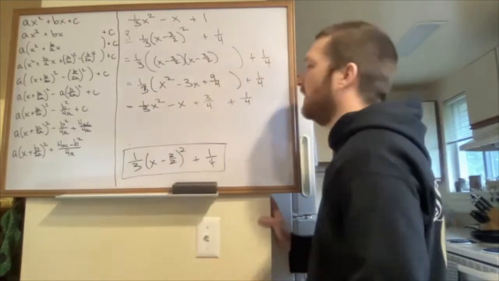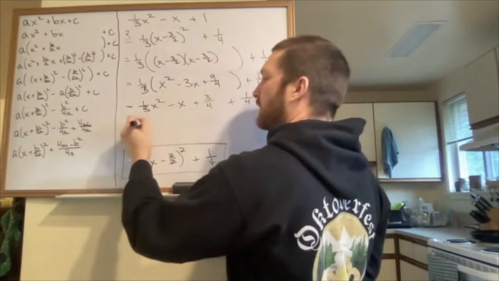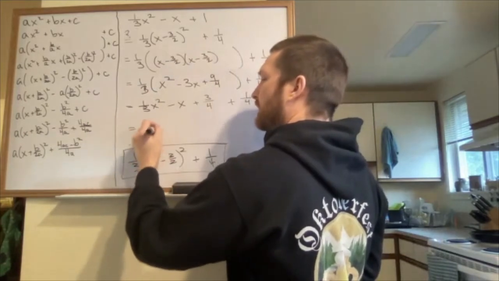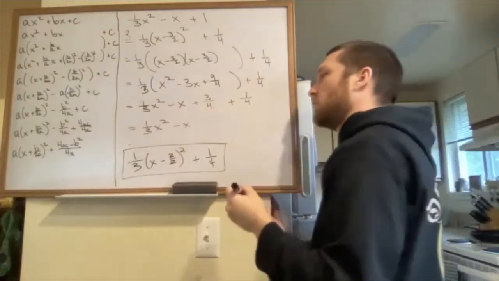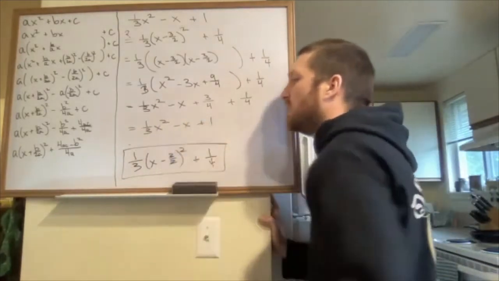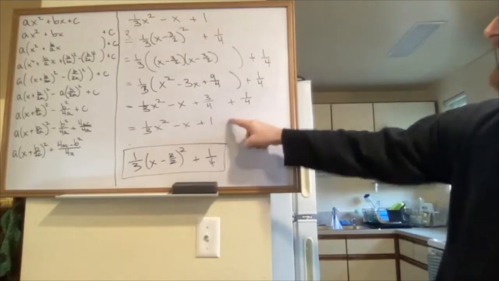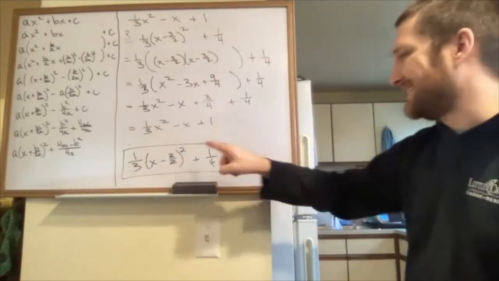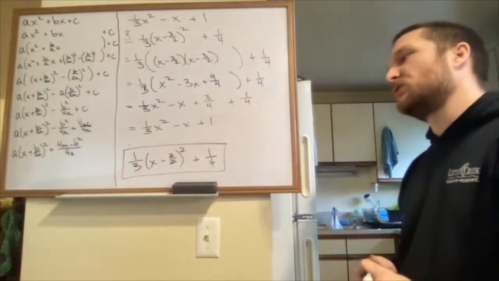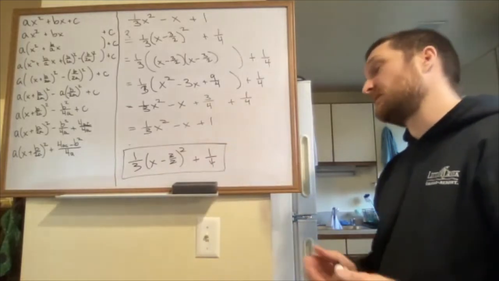Can we simplify that at all? Yeah. You get a plus 1, because that's 4/4, which is just plus 1. That is exactly what we started with. Therefore, that is exactly equal to that. It's just written in a way that helps us out.